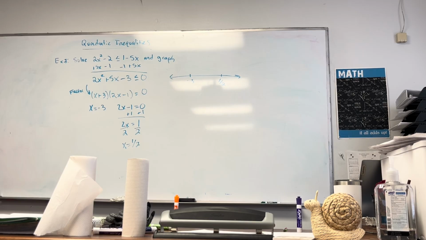Macy, you've got to pick a number smaller than -3, like -4.